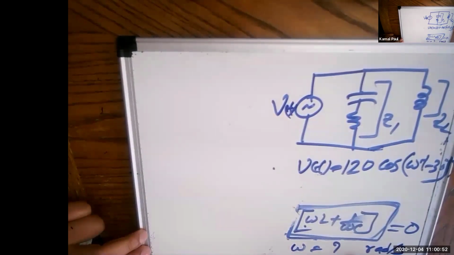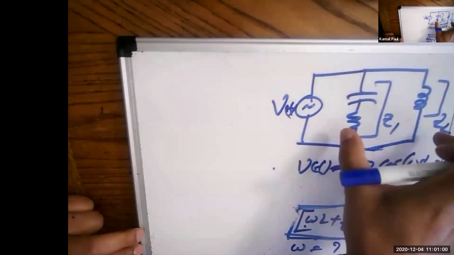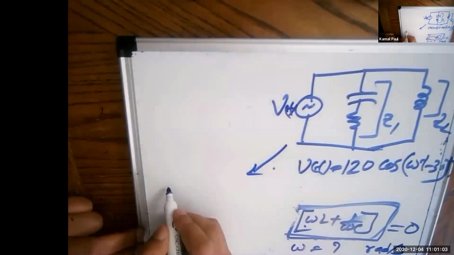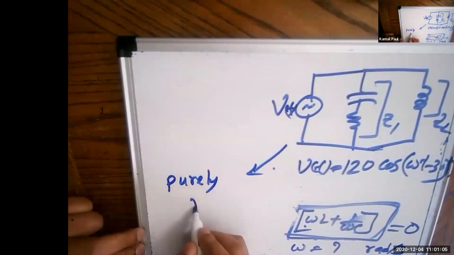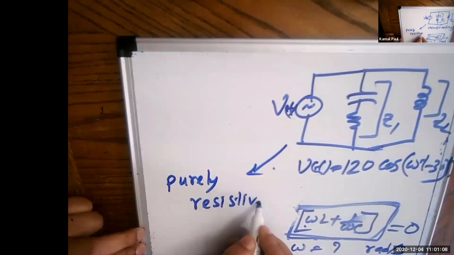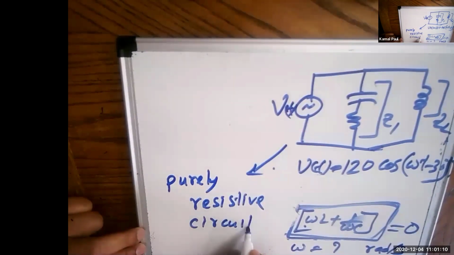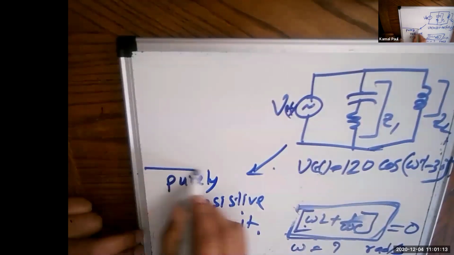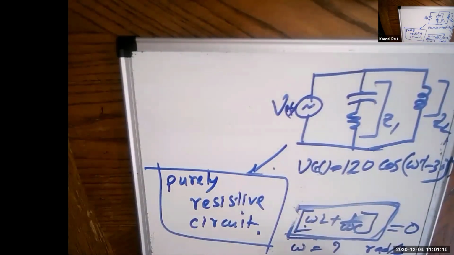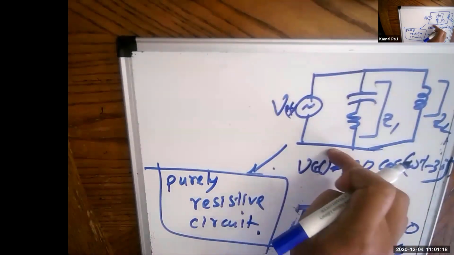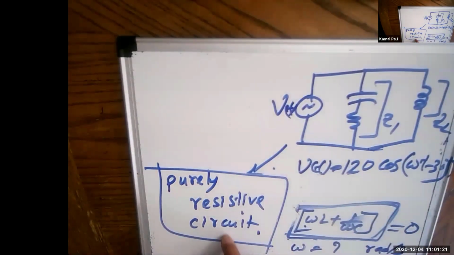So for this angular frequency, say for example, you are getting some kind of value here. For this angular frequency, this circuit will turn into a purely resistive circuit. Say for example, for this angular frequency, we can convert this circuit into a purely resistive circuit, and you have to find out what is the value of this. Now, I told you how to find out this value. Any question?